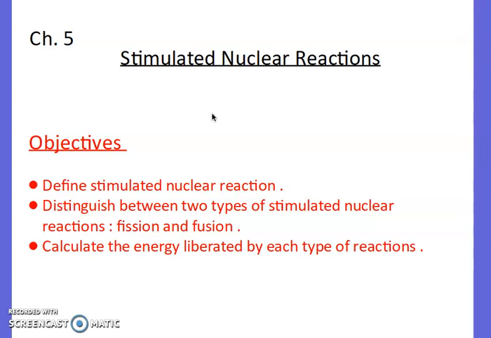In video 1 I explained objective 1, you remember, the definition of a nuclear reaction and its difference from the radioactivity. In this video I am going to explain the second objective, distinguish between two types of stimulated nuclear reaction, fission and fusion. So in this video we are going to focus on fission reaction, and the next video I will explain fusion reaction. Let's start.